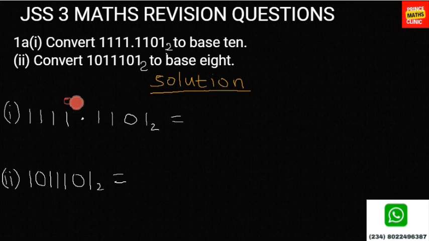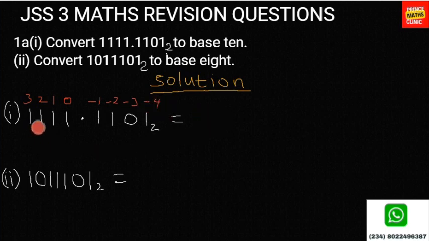Put a 0. Then the next one here, put 1. On this one, put 2. On this one, put 3. In that order. Then the numbers after the point, you are going to start with a -1. The next one, -2. The next one, -3. The last one, -4. Good.